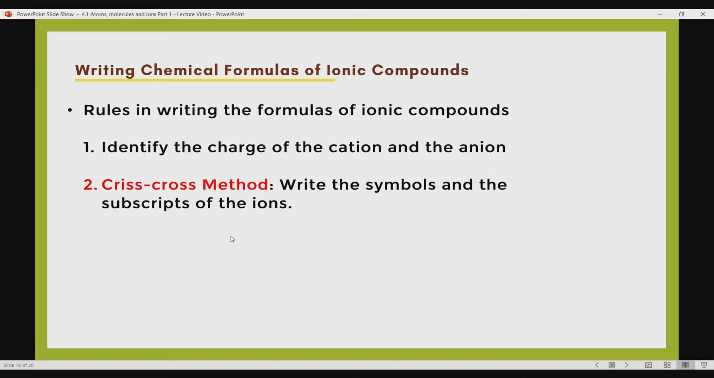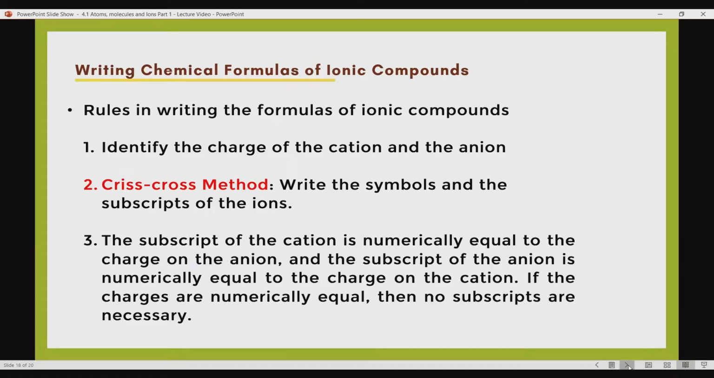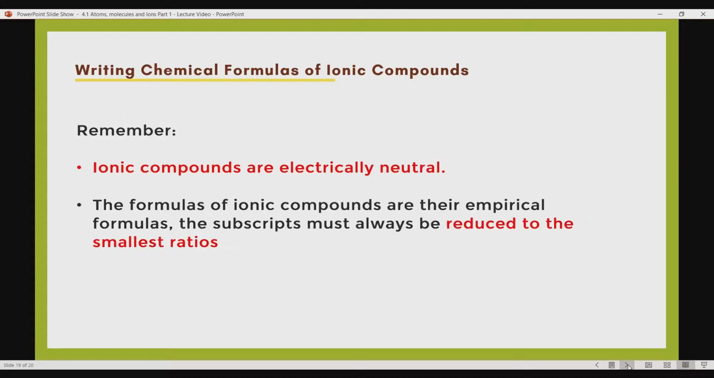Second, napangadali, we do the crisscross method. Write the symbols and the subscripts of the ions. The subscript of the cation is numerically equal to the charge of the anion, and the subscript of the anion is numerically equal to the charge on the cation. If the charges are numerically equal, then no subscripts are necessary. Ano daw? Sige, let me explain by means of an example.